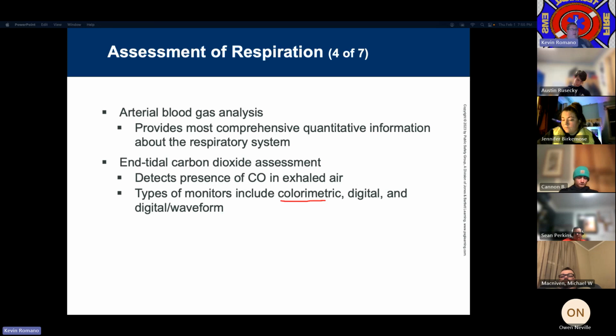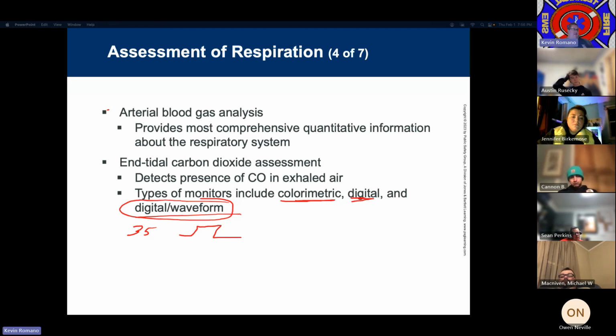These are your yay for yellow ones, right? The ones that start purple and turn yellow if you have a good intubation. Digital just shows you the number only. Our cardiac monitors are digital waveform. This is the best one to be utilizing right here. Why? Because you can see your numbers, and I can see my waveform. That's what's very important with those.